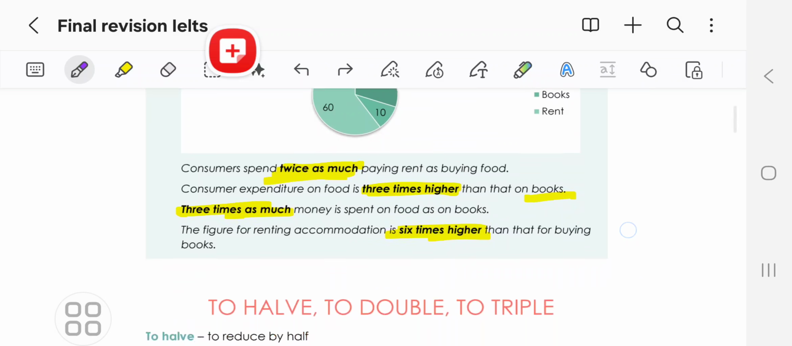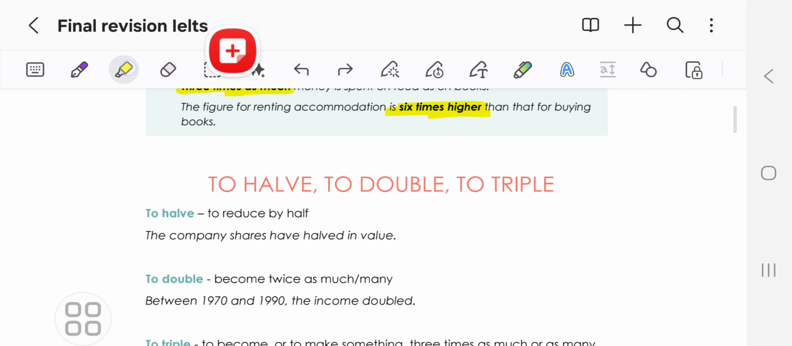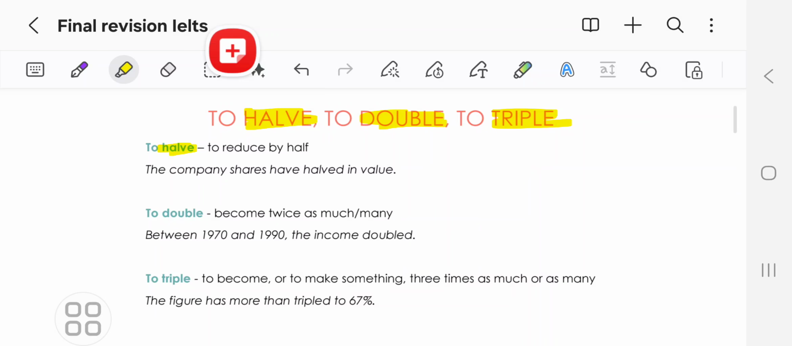Let's go further up: to halve, to double, to triple. To halve is to reduce by half, to double is to multiply by two, and then to triple. The company's shares halved in value. The income doubled, then it tripled.